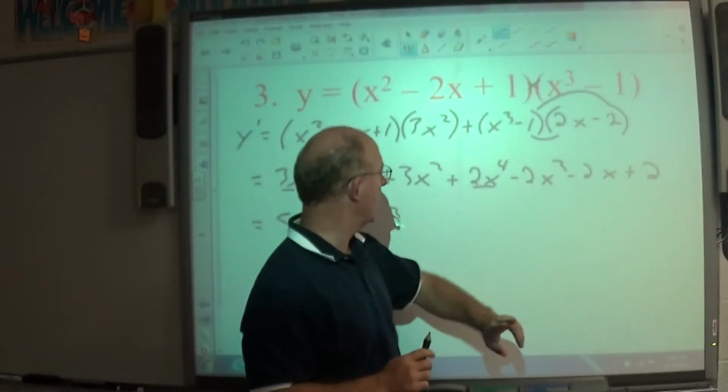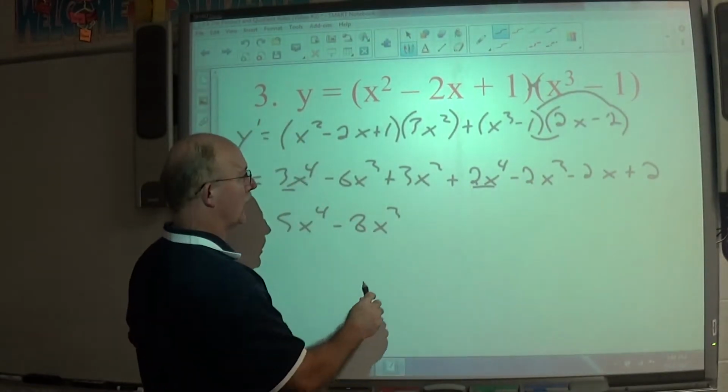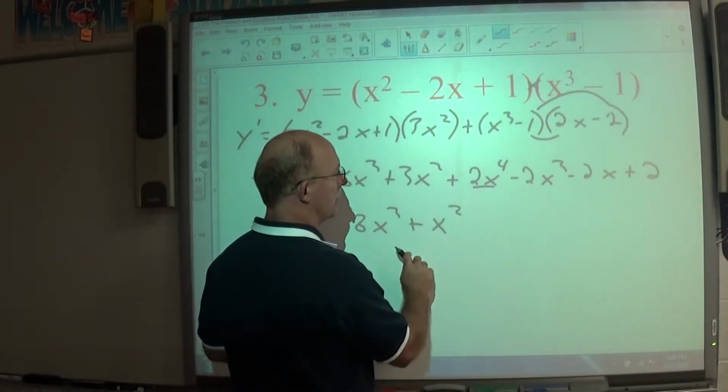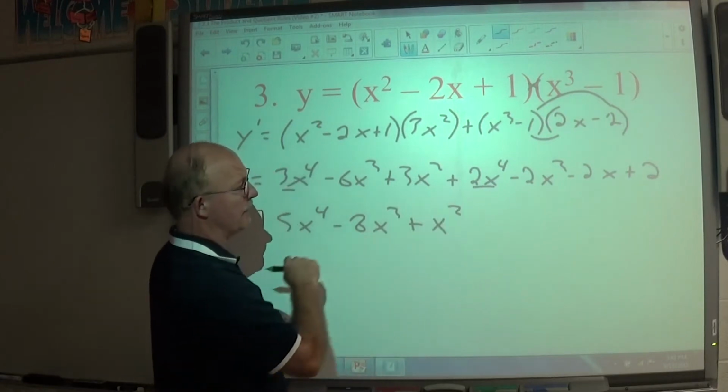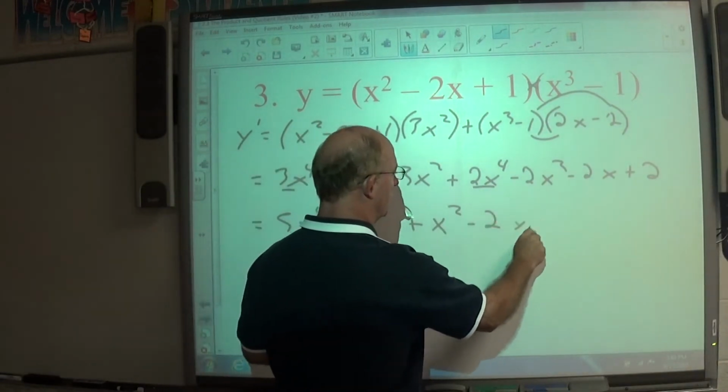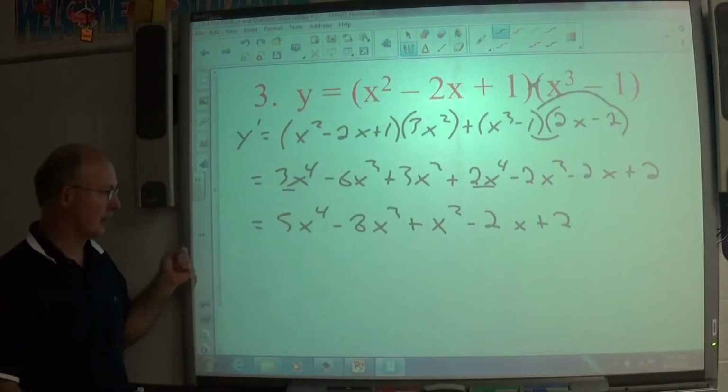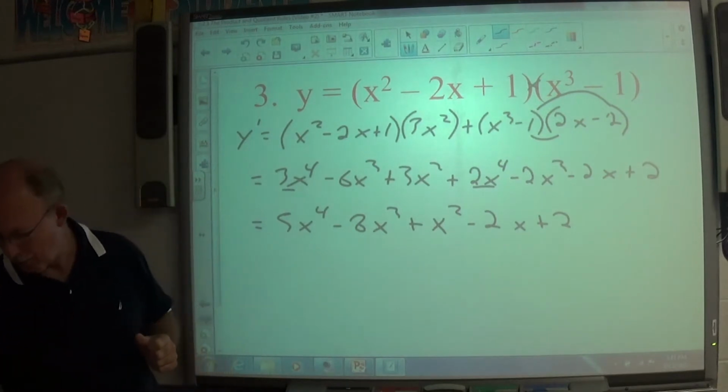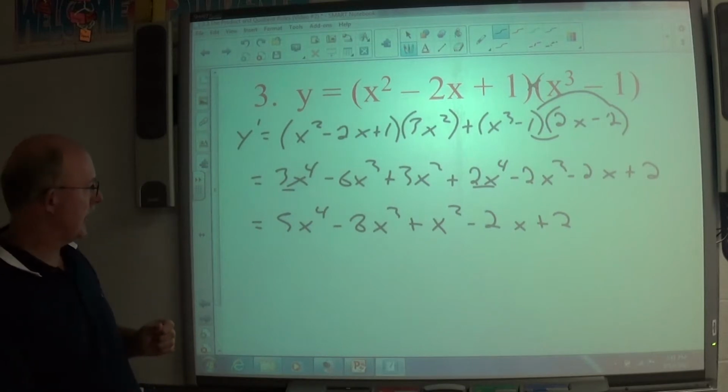Plus 3x squared and minus 2x squared will give us a positive x squared. And then I believe we only have the one x term, so minus 2x plus 2 bring down. All right, so that should be our product right there. Okay, so this should be our product.